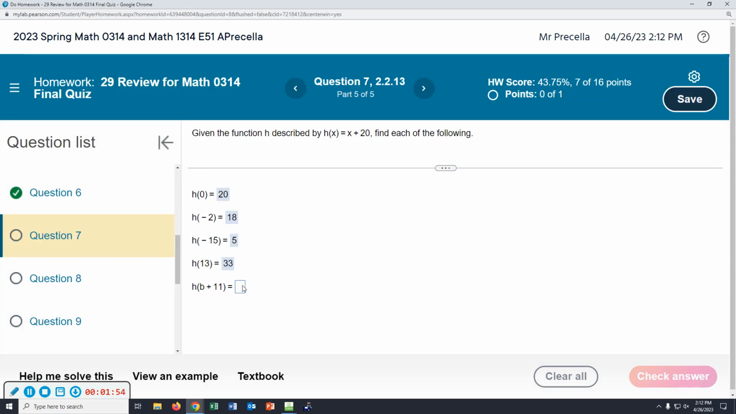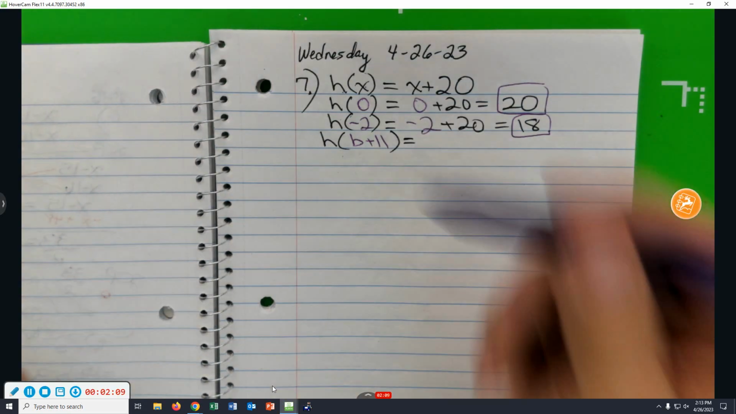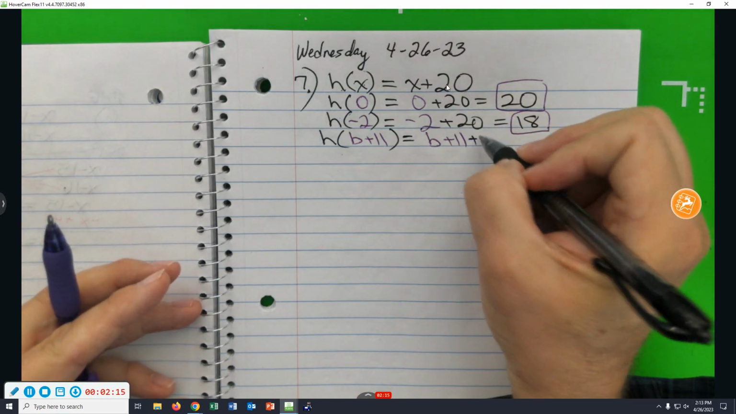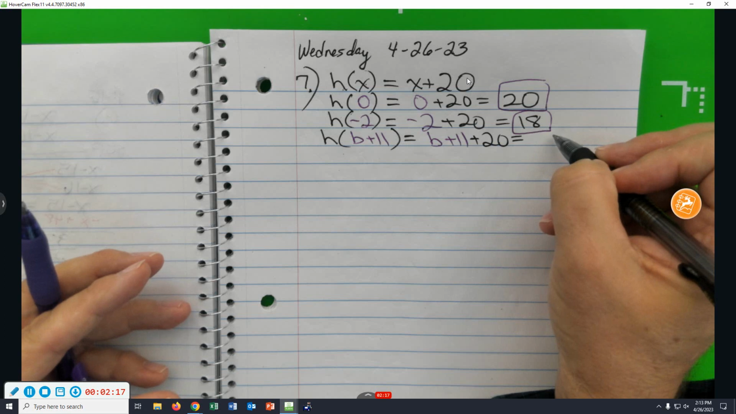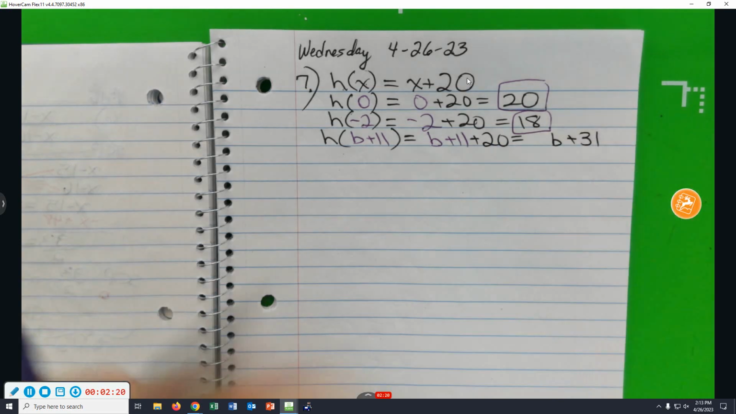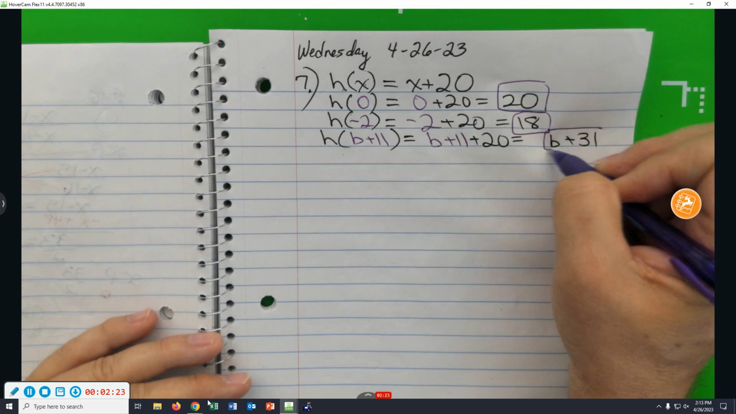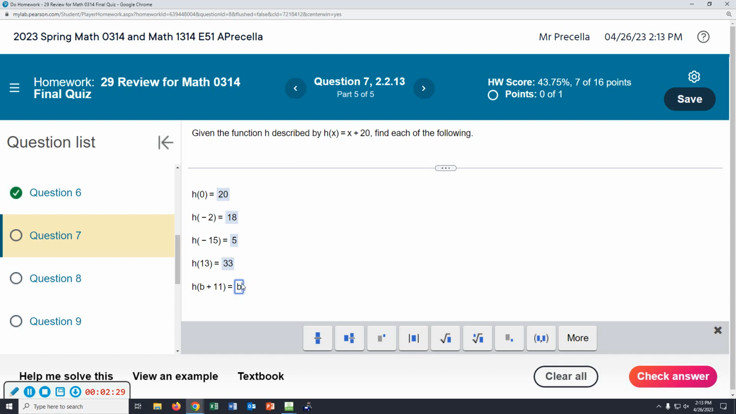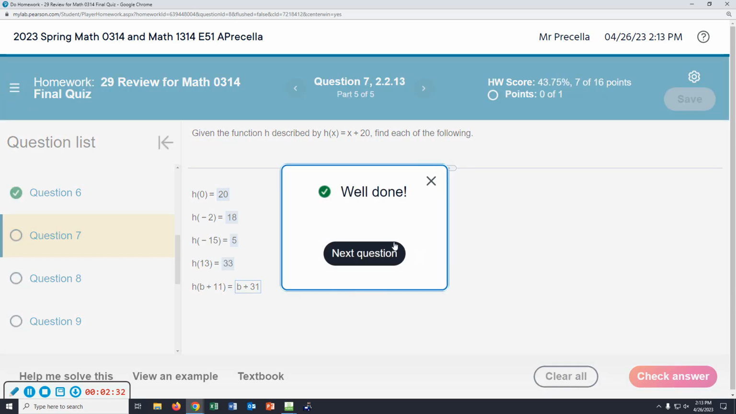Here's one I want to do: h of b plus 11. Whatever's in the parentheses, you plug it in for x. So you go up there to x and replace it with b plus 11. You still have that plus 20, and 11 plus 20, I certainly agree with the answer b plus 31. Okay, we're finished with that one.